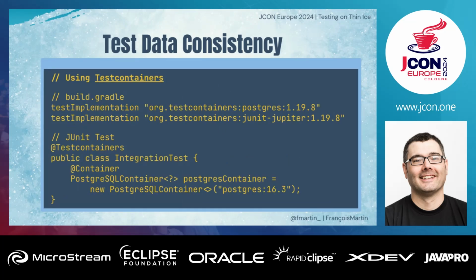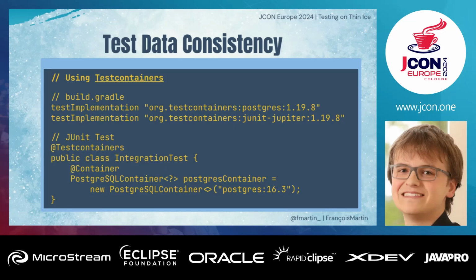Another option is to use Testcontainers. There was actually a talk about Testcontainers earlier today. Here I just put in a little snippet of how it could look. By just adding those lines that you see here, it will automatically start and stop a PostgreSQL container with every test that you run. This way you can also ensure test data consistency, because you spin up a database for each test, and you can really contain that in a very nice way.